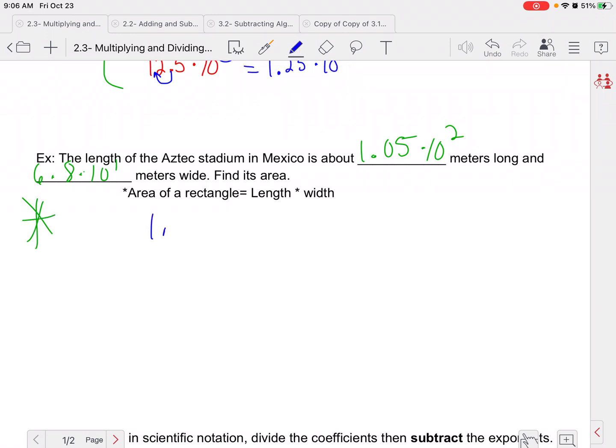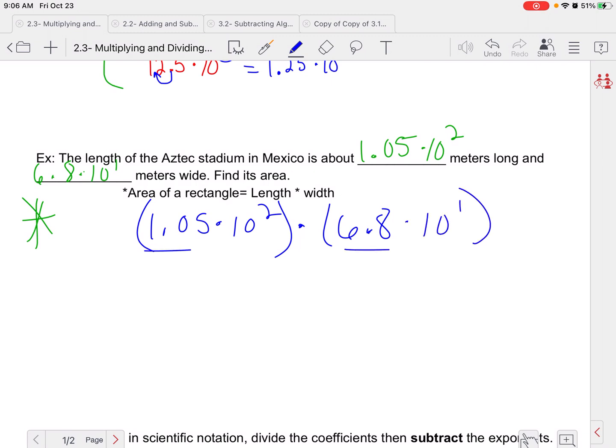So we have 1.05 times 10 to the 2 times, and we'll put that in parentheses, 6.8 times 10 to the 1. Again, we're going to multiply those front numbers. So we have 1.05 times 6.8, which is 7.14, times 10 to the 3, because 2 plus 1 is 3. And again, we should ask ourselves, is this in proper scientific notation? And it is, in fact, in proper scientific notation.